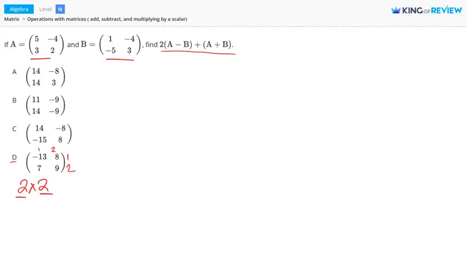So what we're going to do here is figure out 2(A − B) + (A + B). And the A and B refer to the different matrices that we have. So let's set this up. We have 2 times, and within the parentheses is matrix A minus matrix B. So matrix A is 5, negative 4, 3, 2. And we're subtracting matrix B, which is 1, negative 4, negative 5, and 3.